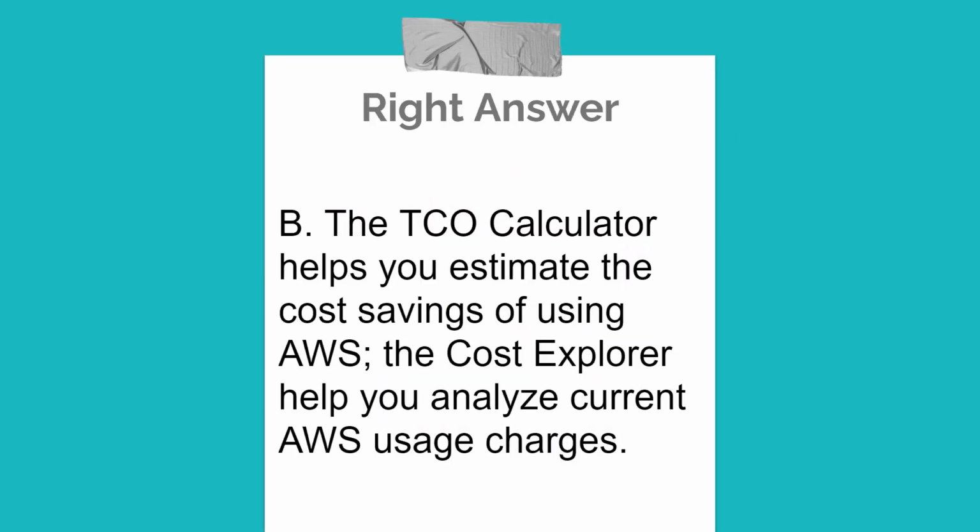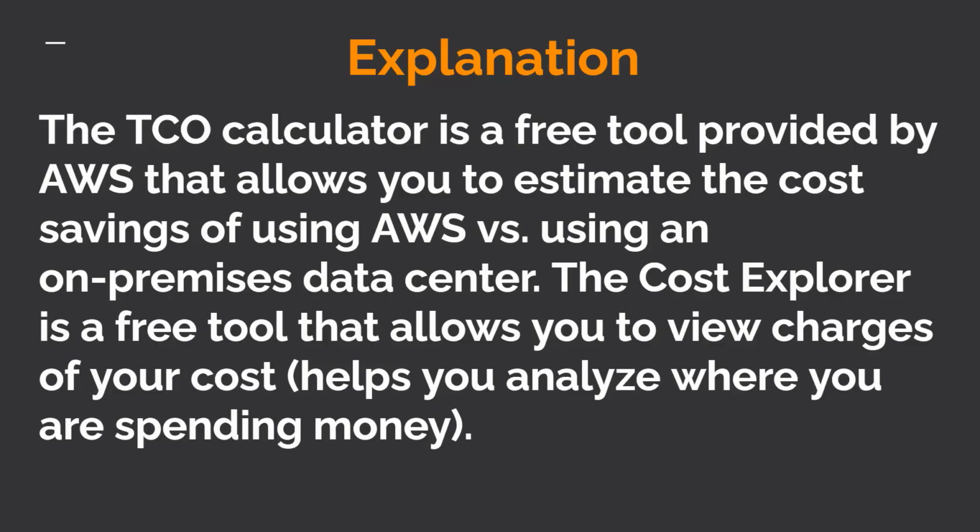Right answer is B. The TCO calculator helps you estimate the cost savings of using AWS. The Cost Explorer helps you analyze current AWS usage charges. Explanation: The TCO Calculator is a free tool provided by AWS that allows you to estimate the cost savings of using AWS versus using an on-premises data center. The Cost Explorer is a free tool that allows you to view charges of your cost, and helps you analyze where you are spending money.